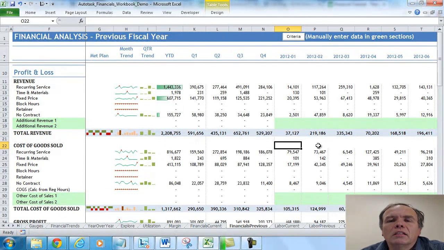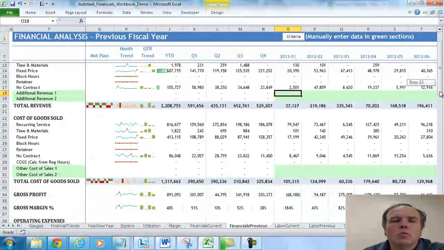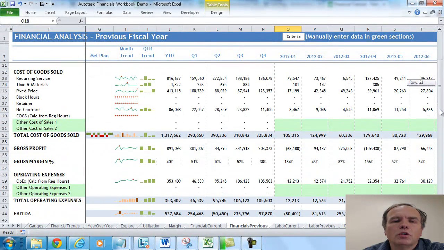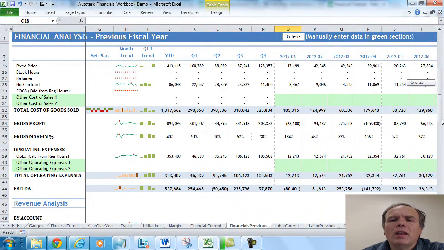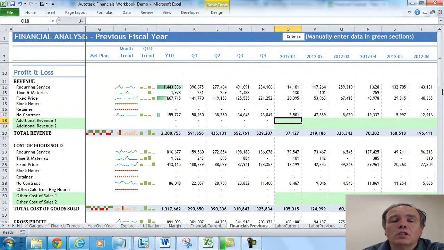If these were zero, and you wanted to associate revenue, we put in these green sections which allow you to manually enter in information. I would suggest that you could manually put in, in the green section, what was your revenue in the previous year, what was your cost of goods, what was your operating expense, and what will happen is that will be used to represent your data for the previous year.